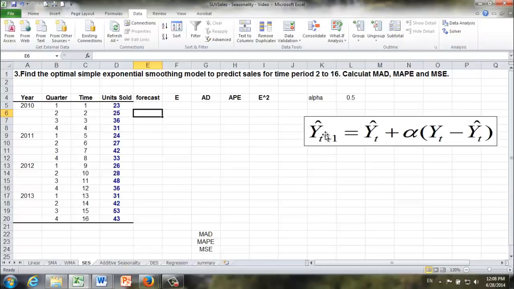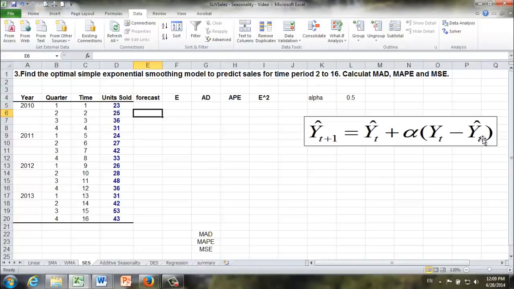Alright, let's see how this formula works. Suppose we want to make a forecast for time period 1. So t plus 1 is equal to 1. That means t is equal to 0. So it's going to be equal to y0 hat plus alpha times y0 minus y0 hat. But where are we going to find y0 and y0 hat?